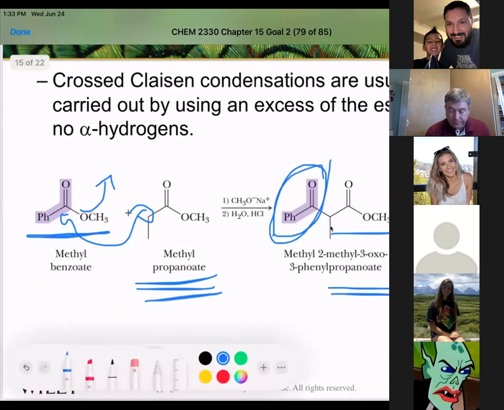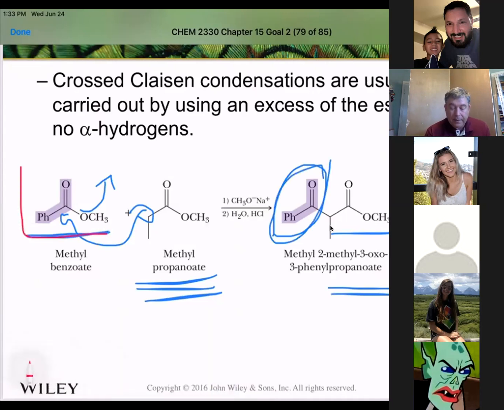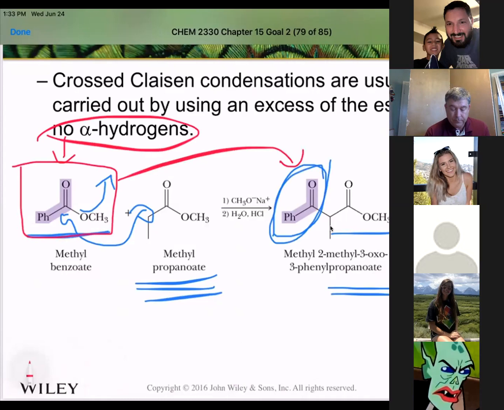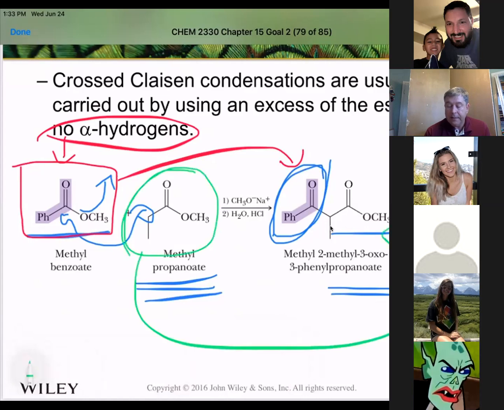So again, the ester without alpha hydrogens ends up as the ketone. The ester with alpha hydrogens ends up as the ester. So that's a great thing about cross Claisen, an easy way to tell which side of the reaction it's going to end up on, the aldehyde, sorry, the ketone or the ester.